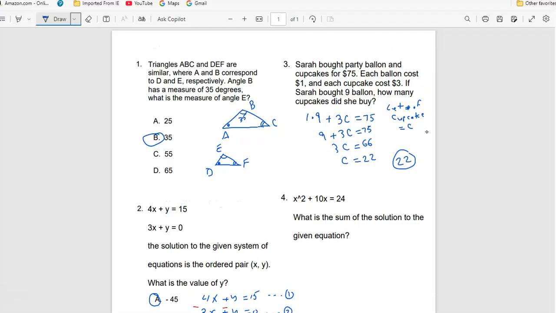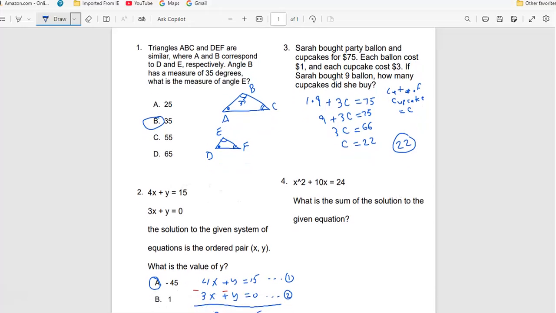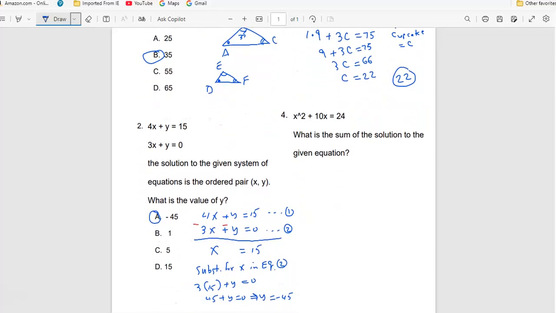Alright, for number 4, remember, like I said, you can pause the video and try it yourself. For number 4: x squared plus 10x equals 24. What is the sum of the solutions of the given equation?